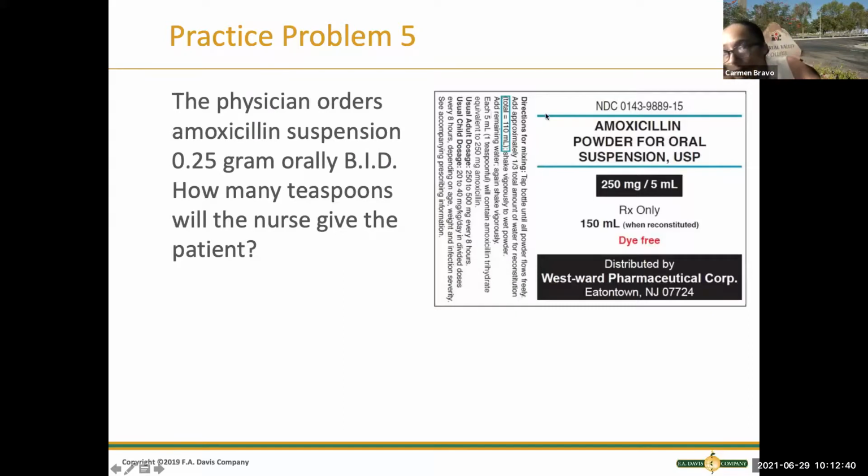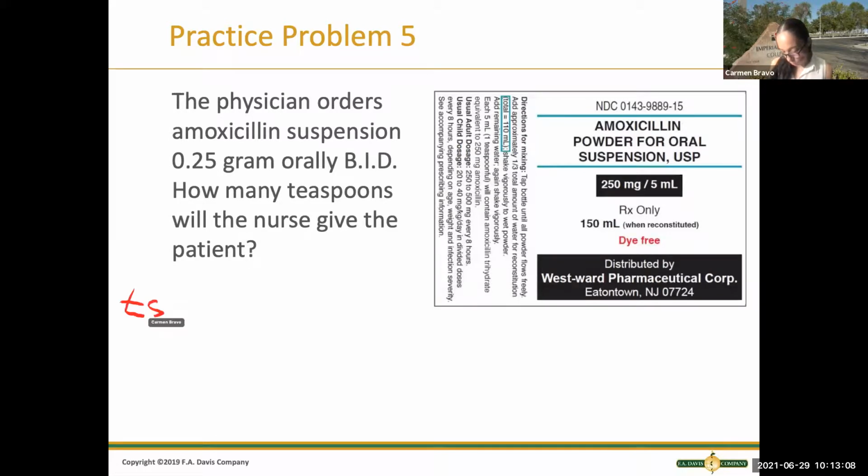Oh, you guys have better eyes than me. 110 milliliters. Oh, there we go. Okay. And then it gives you all of the other instructions that follow, but your dosage strength is still this, right? So let's work this out to see how many teaspoons we would give the patient.